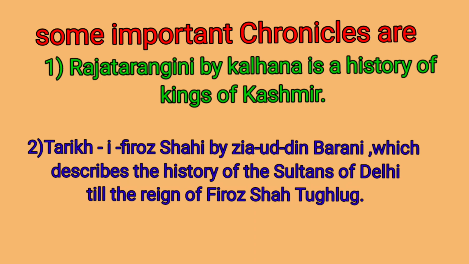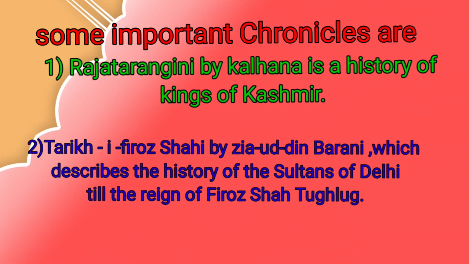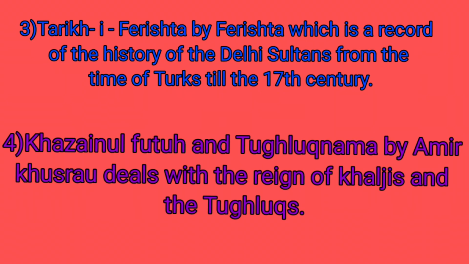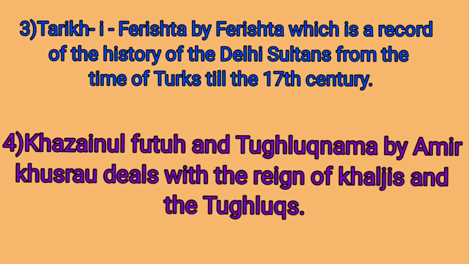Some important chronicles are Rajatarangini by Kalhana, a history of the kings of Kashmir. Tarikh-e-Firoz Shahi by Ziauddin Barani, which describes the history of the sultans of Delhi till the reign of Firoz Shah Tughlaq. Tarikh-e-Farishta by Farishta, a record of the history of the Delhi sultans from the time of the Turks till the 17th century. Khazainul Futuh and Tughlaq Nama by Amir Khusrau deal with the reign of the Khaljis and the Tughlaqs.